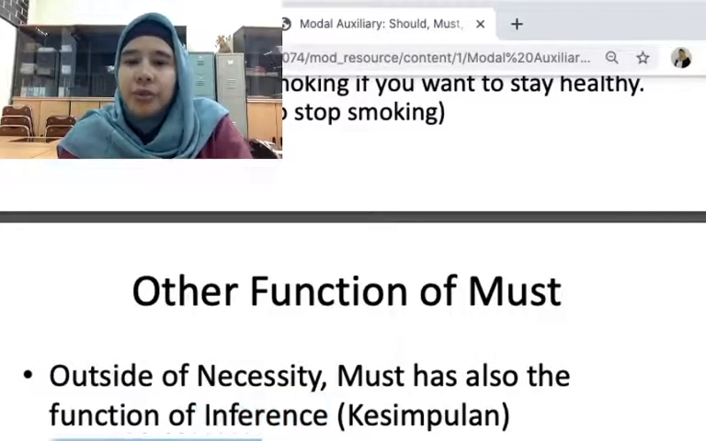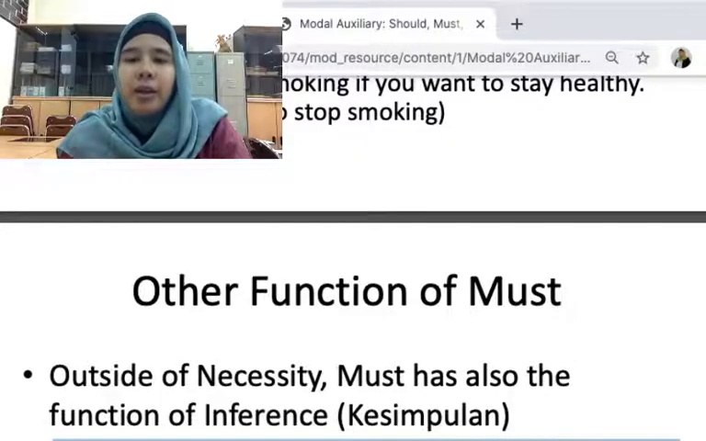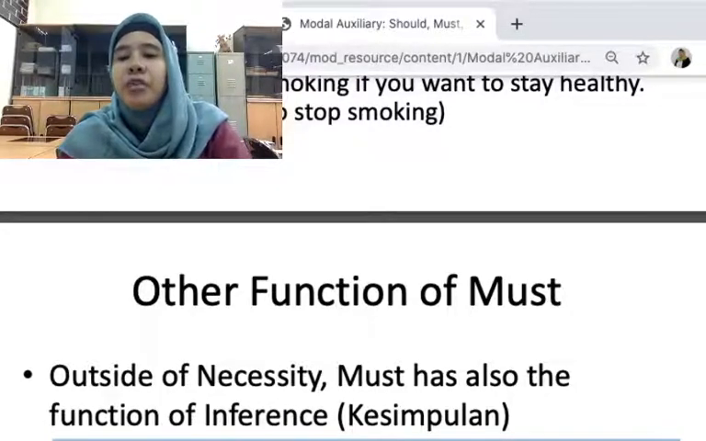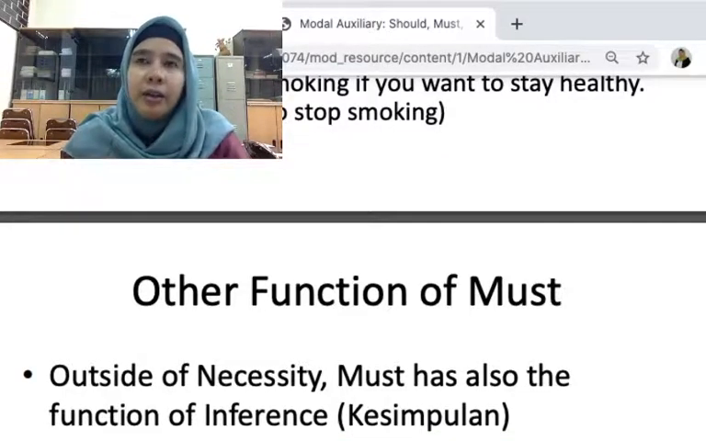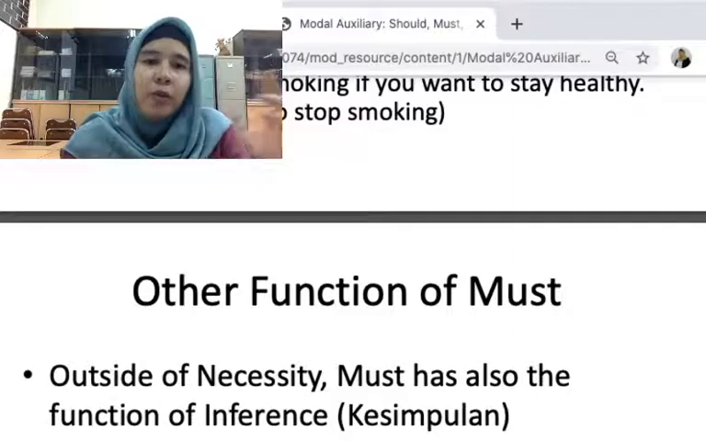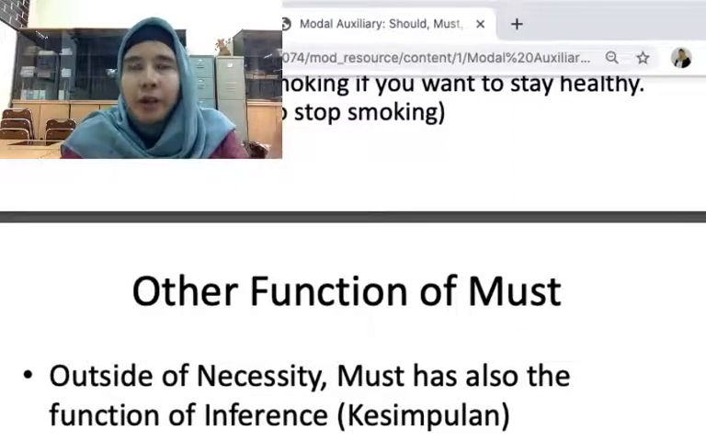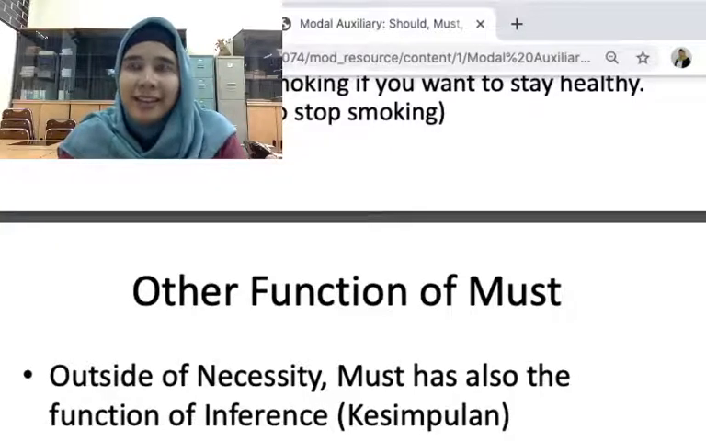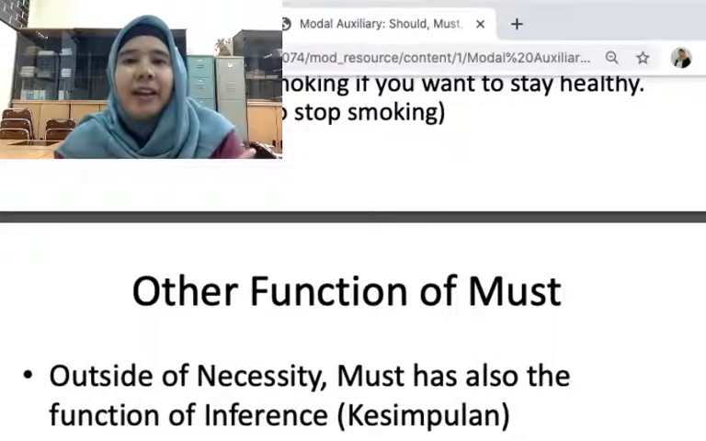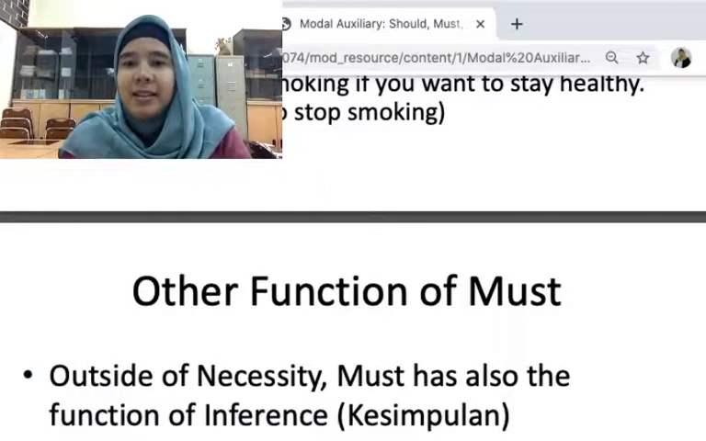Must is used as inference when you look, hear, or feel someone or something, and you come to a conclusion about what happened to it. Okay, so if you look at someone or something, or you hear it or you feel it, and then you come up with a conclusion about what happened, you might want to use must.